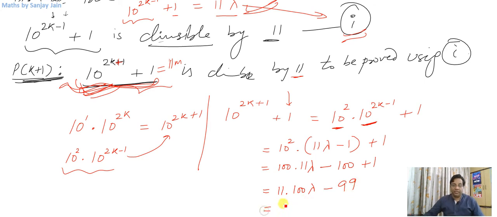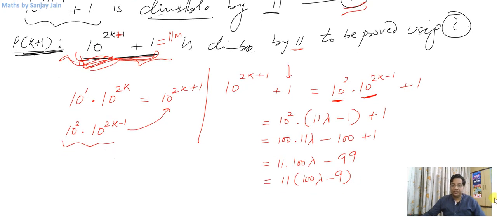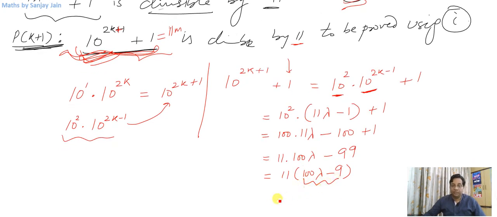So can you take 11 outside? Yes. 100 lambda minus 9. Let us consider this to be equal to m. So I can write it as 11m. So this is what I wanted to prove, this expression to be divisible by 11. So yes, it is a multiple of 11, so it is surely divisible by 11.